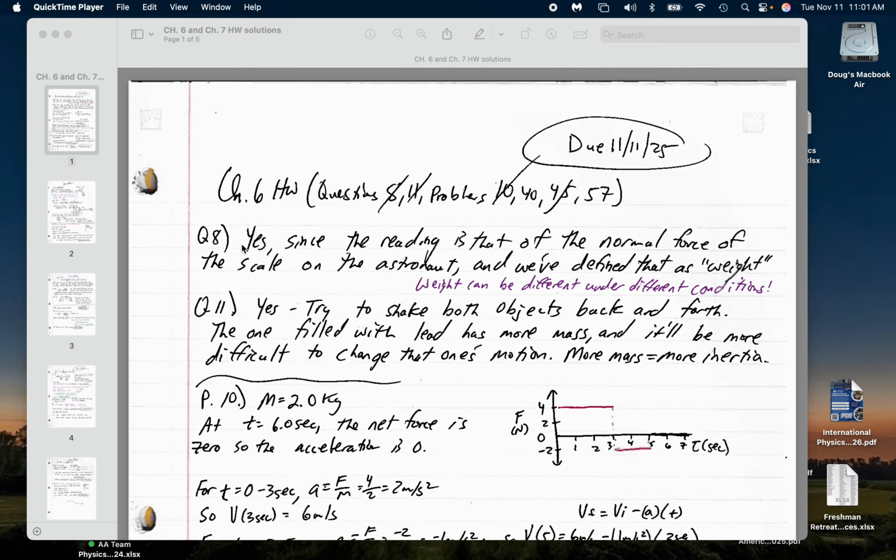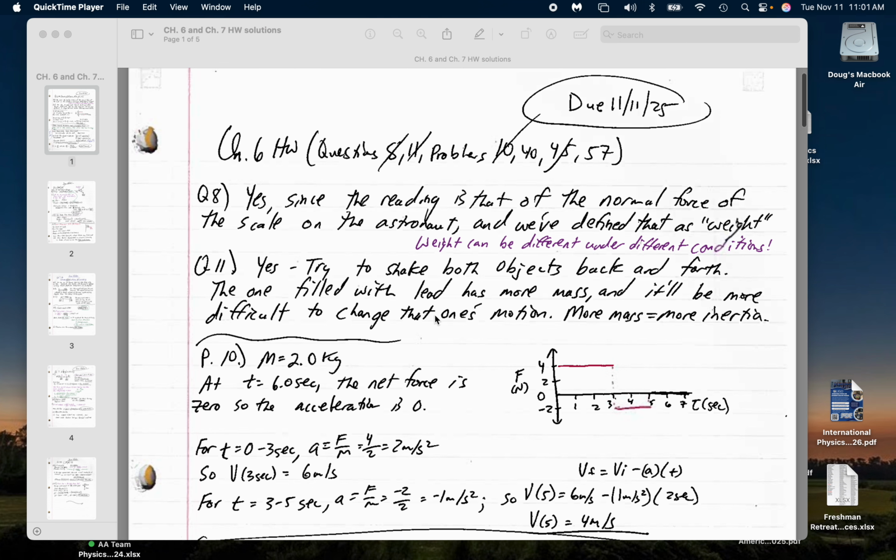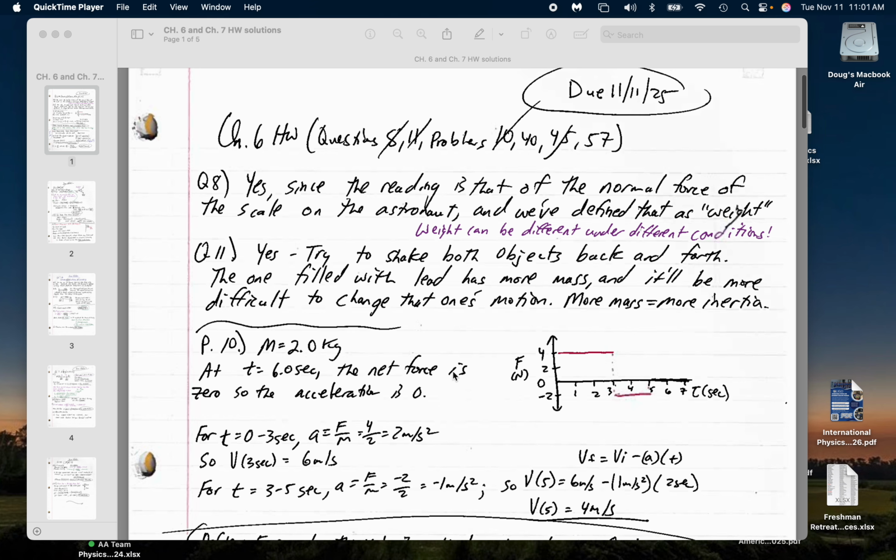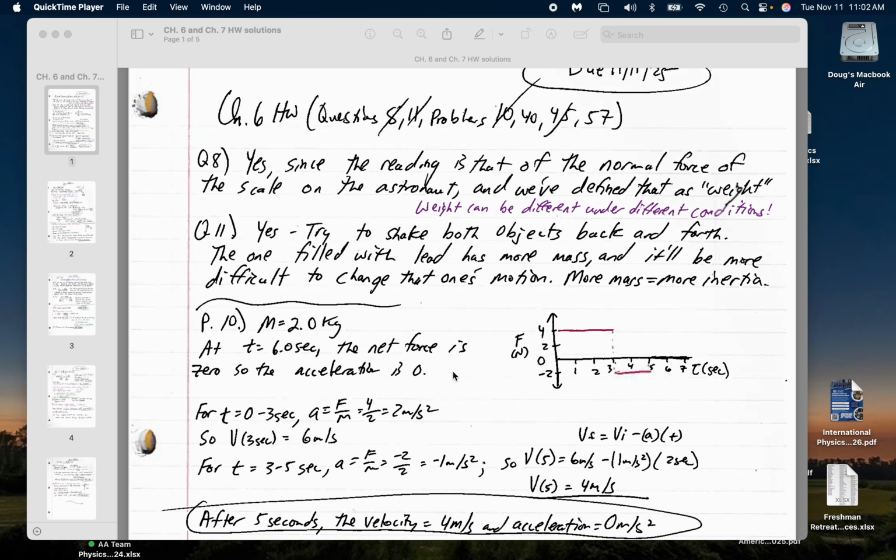Question 11 says an astronaut orbiting the Earth is handed two spheres which have identical outward appearances. One's hollow, the other's filled with lead. How could they tell them apart? This is pretty straightforward. That idea of resistance to change is called inertia. So more mass, more inertia. You could feel that difference if you try to change their motion by shaking them back and forth.